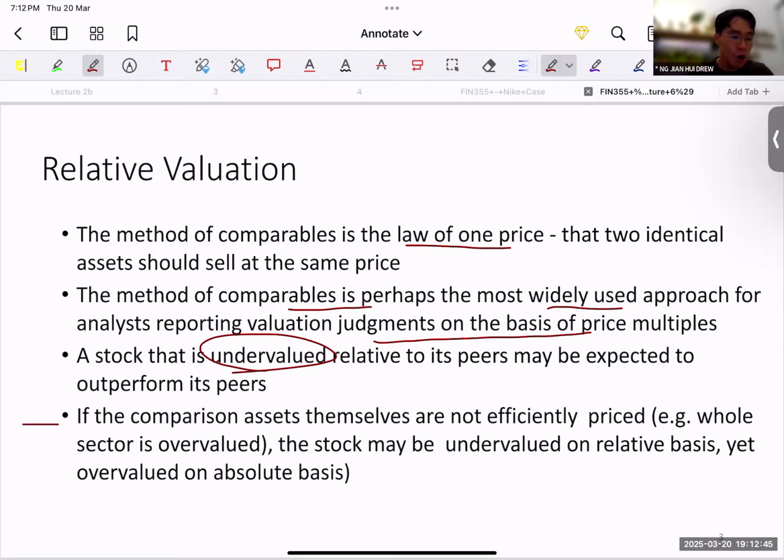There's just a small comment here. Of course, if the peer group itself is not reflective or not accurate, then our relative valuation, the comparison of our chosen stock with the peer group, would not be accurate. If everything is inaccurate, then this method doesn't work.